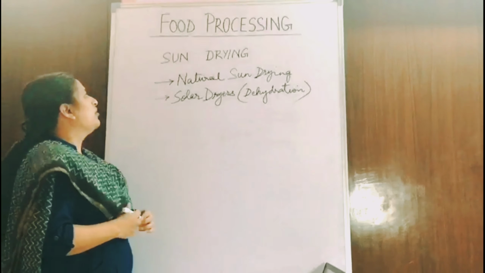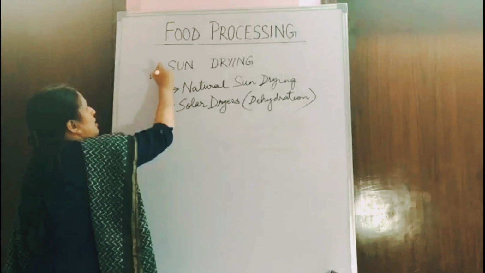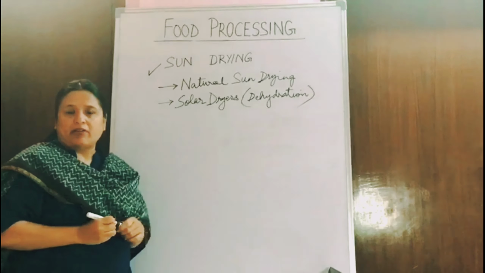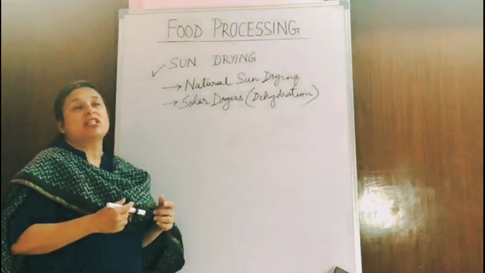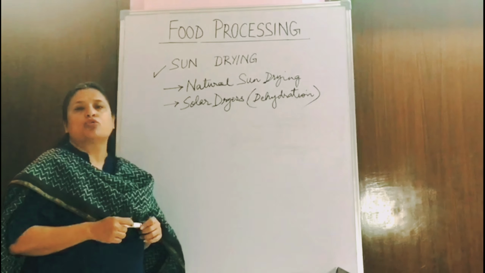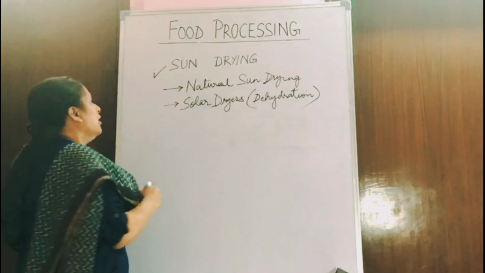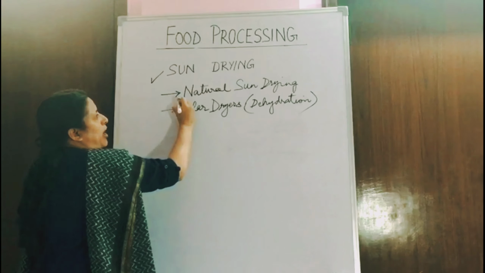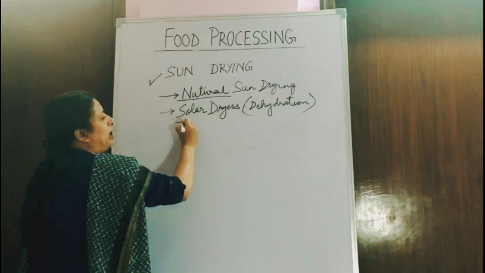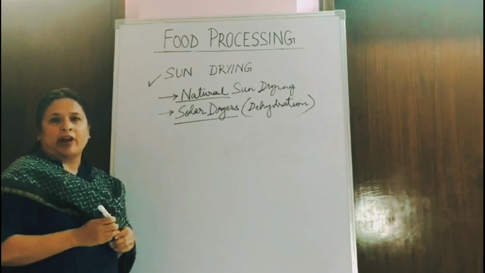So let us start with the first kind of drying, that is sun drying. What is sun drying? Sun drying is the oldest technique of food processing that has been used since ages and since the man knows to process food. Sun drying can also be categorized into 2 different categories. One is natural sun drying and the other one is with the help of solar dryers.